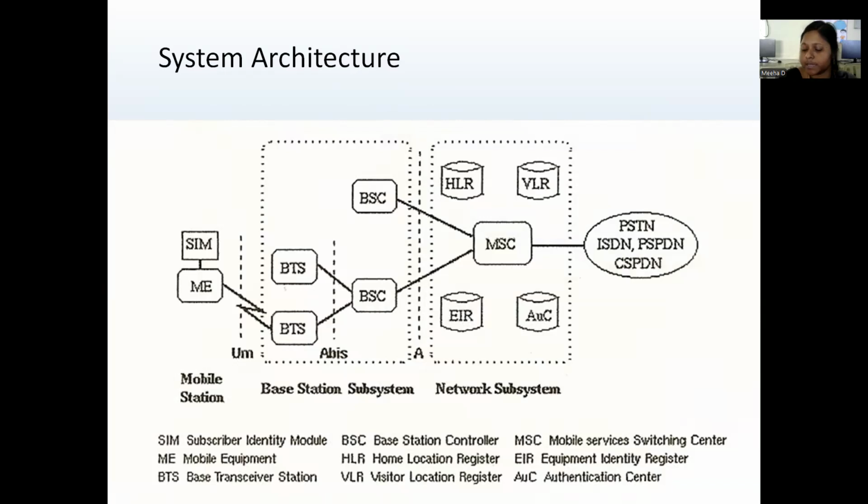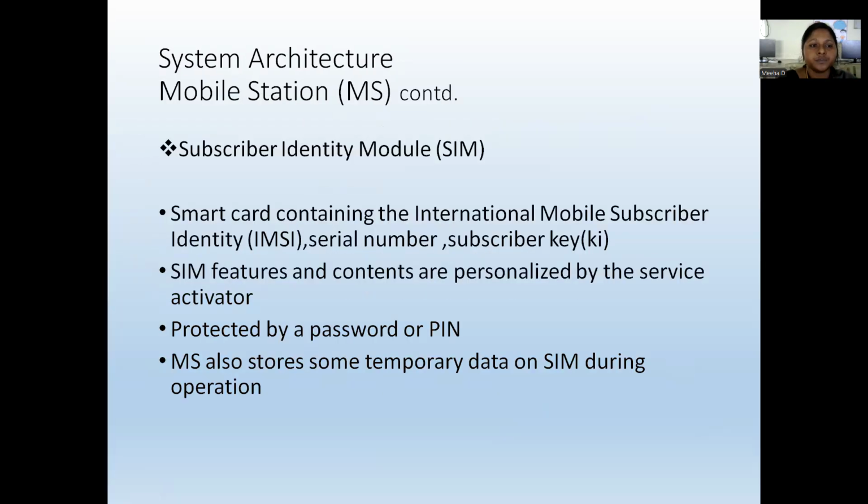The second one is the base station subsystem. What is the base station subsystem? It has two parts, BTS and BSC. BTS is the Base Transceiver Station, and BSC is the Base Station Controller. For example, if a faculty member needs to say something to a student, we pass the information through the student representative. Similarly, if I want to reach the tower from my mobile phone, I go through the BTS, the Base Transceiver Station.